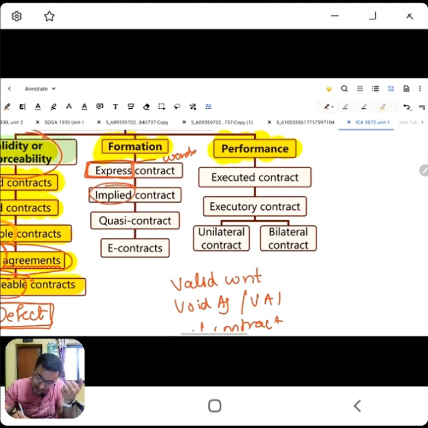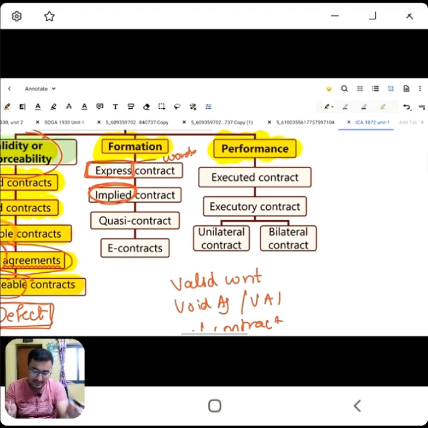Implied contracts, wherein there are no words involved, but by way of conduct of the parties, by way of actions of the parties, you understand. A coolie picks up your luggage, you start walking behind him. He has made an implied offer to you that I will pick your luggage, you will pay me. You have given an implied acceptance, you pick my luggage, I will pay you. Without speaking any words, there is offer, acceptance, consideration, promise, agreement, and contract.